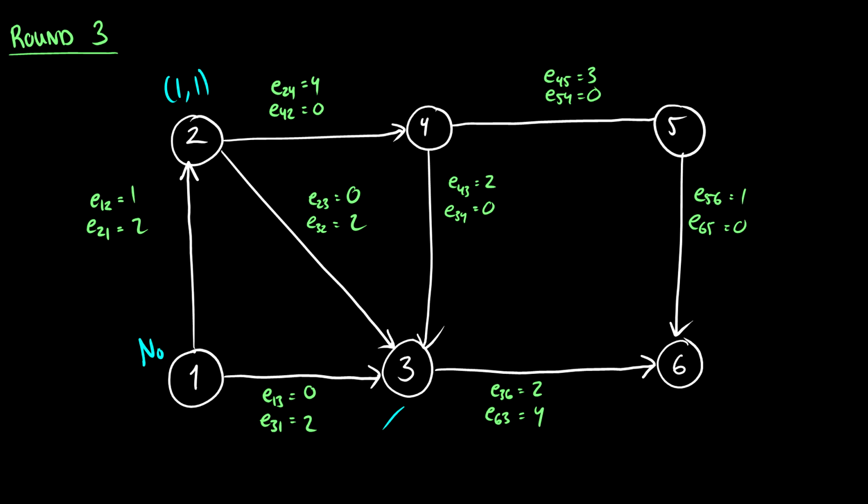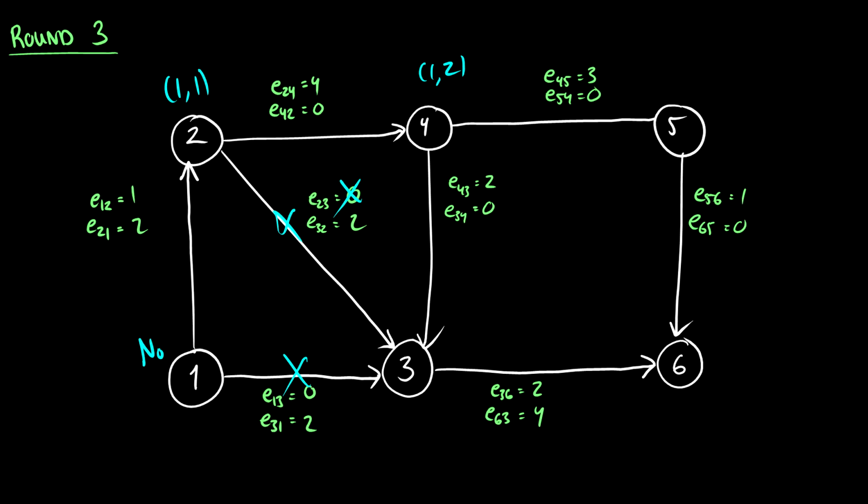Okay, so what about from 2? Well, from 2, we can go to 4. We can get 1 out of it. It has a capacity of 4, but we only have 1 flow we can use, so we can get 1 out of it, and that comes from 2. What about to 3? Well, we can't go to 3 anymore because this has no capacity. These 2 lines are now cut off. So we can't go that way. We can only go to 4.